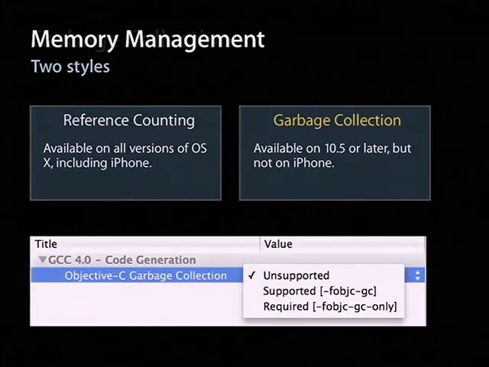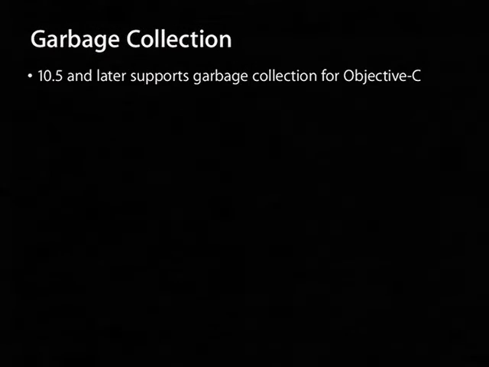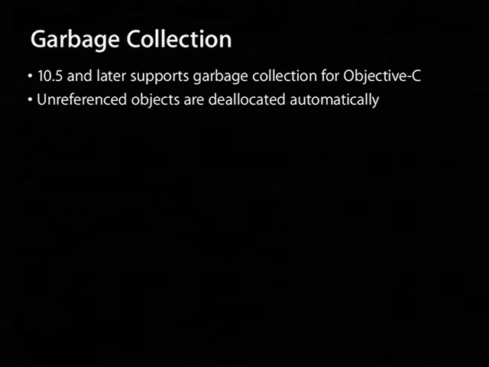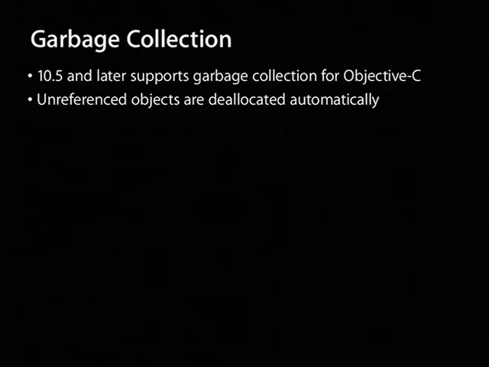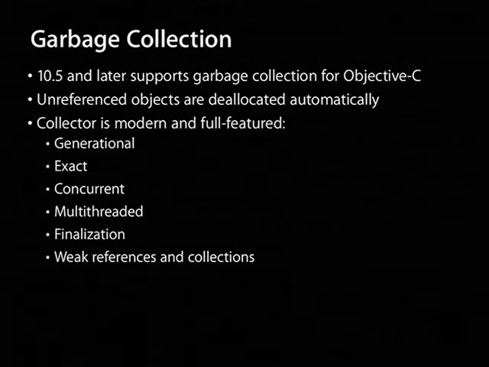Okay, let's talk about garbage collection now. Garbage collection, like you might expect, means that objects are cleaned up for you automatically. This is only available in 10.5, Leopard. And it's a modern and full-featured collector. So if you know something about garbage collection, the good news is it's very modern. It's generational, which means it doesn't have to scan your entire heap every time it wants to collect objects. It's exact. So if you have an integer which happens to have the same value as a pointer to an object, that integer isn't going to keep that object around. It's not going to root it.